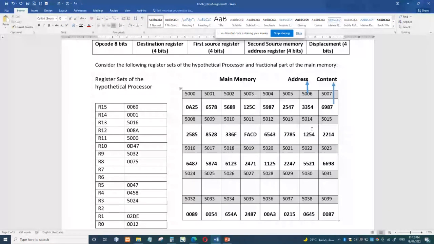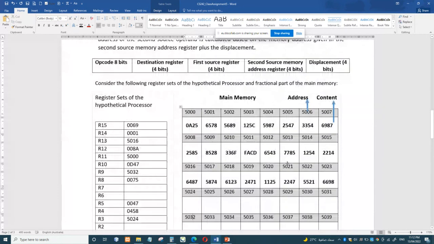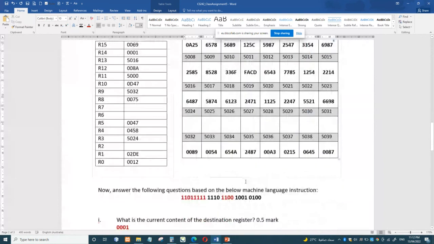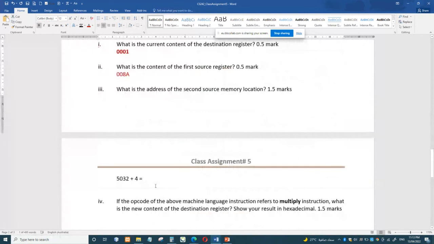Your source operand is not stored here. This is the starting address of your array. It can be an array or anything, but this is a block of memory where the starting address is 5032, and you have to add the displacement to it. The displacement given here is 4. So 5032 plus 4, which is 5036, is your actual, effective address.